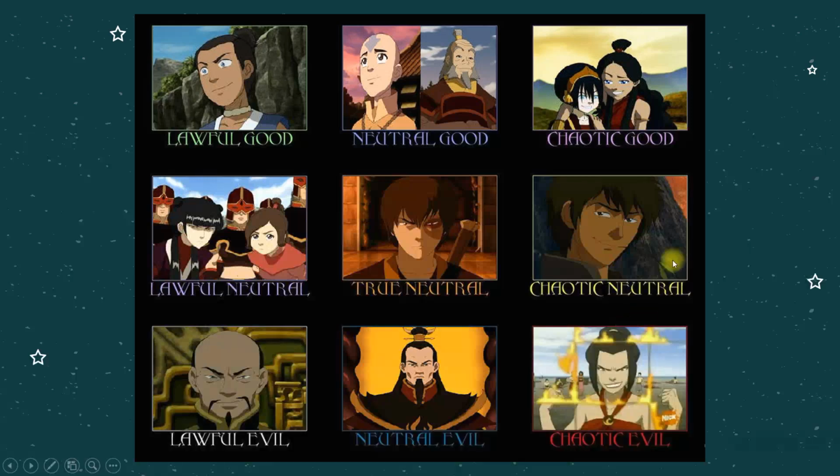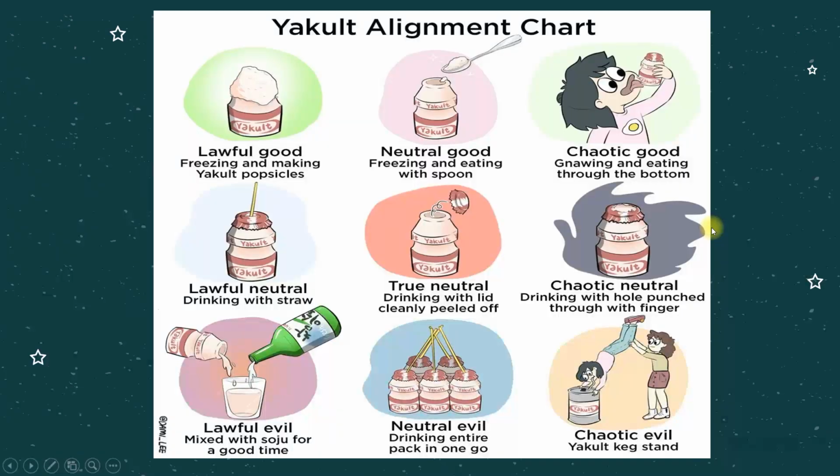Wala tayong magagawa. So, pwede rin po siyang i-apply sa kung paano nyo inumin ang soju nyo. Ako personally, ang favorite ko is yung lawful evil. Pero dahil bata pa kayo, dito lang tayo sa lawful neutral. Someday gusto ko ma-experience to neutral evil.